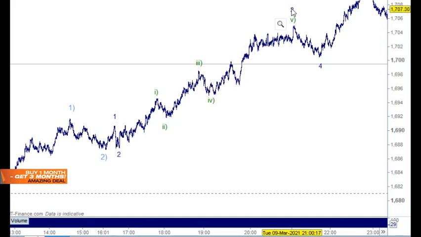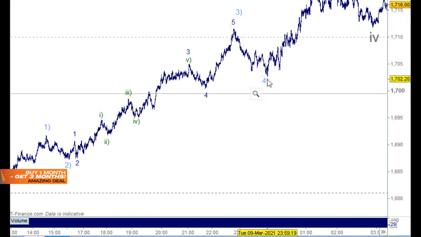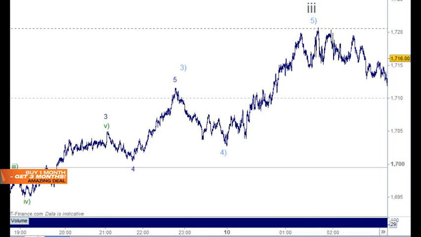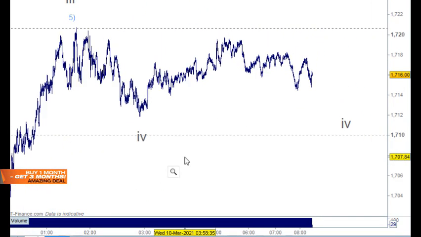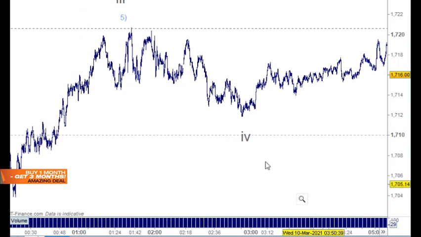and 3 and 4 and 5 for the third wave, fourth wave here, and fifth wave, and then back for the fourth wave here for that. And then of course 5 waves up for that last leg for the top of the third wave there. And here we've got 1, 2, 3, 4, 5 here for that.